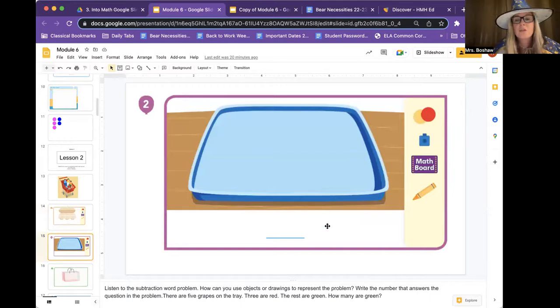Let's go to number 2. Here's a tray. Listen to the subtraction word problem. How can you use objects or drawings to represent the problem? Write the number that answers the question in the problem.